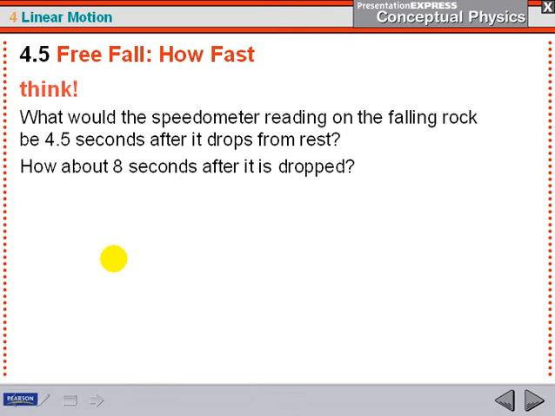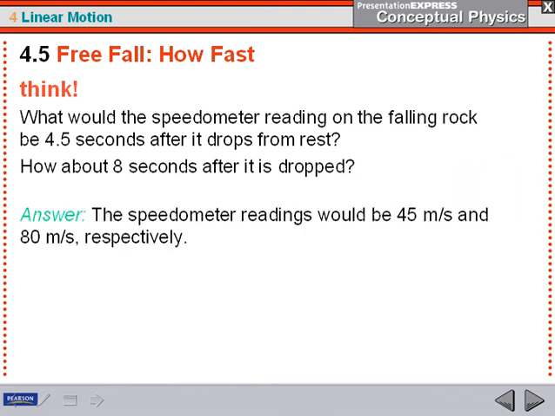Here's another one. What would the speedometer read on a falling rock 4.5 seconds after it drops from rest? How about 8 seconds after it drops from rest? Well, remember, the equation for that is V equals g times t. So for our velocity, all we would do is multiply 10 meters per second squared times t. So the two velocities would be 45 meters per second and 80 meters per second respectively.